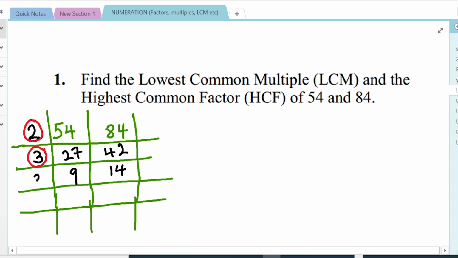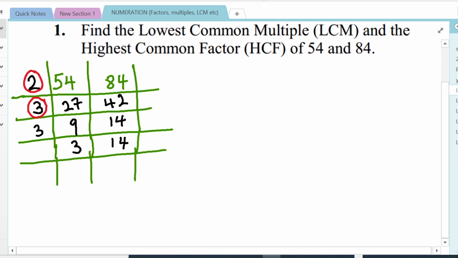We can still use 3 here. 9 divided by 3 is 3. 14 divided by 3. Now 14 is not divisible by 3, so it shall remain as 14. So we can ignore that one. We won't circle this 3, because it was not able to divide both of them.